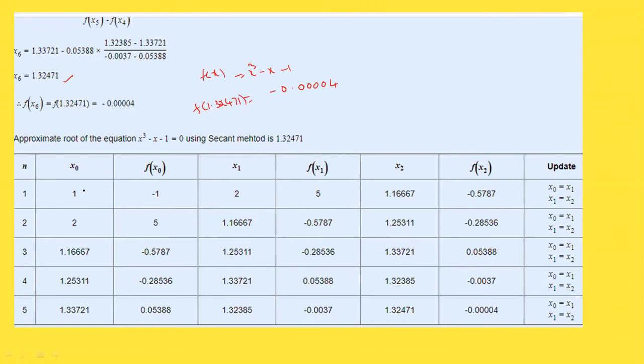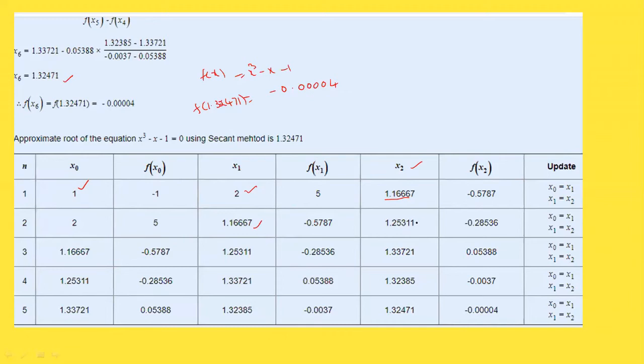So x naught is starting value 1. This is minus 1. x1 is 2, I got 5. And your x2 is 1.167. And what is your f of x2? This. So next, instead of x naught, x1, again we are taking 2, and we have to replace x1 with x2. See here, x naught and x1, the first initial approximations are 1, 2. So what is the next approximation value? We got x2, 1.1667. Next, this is updated in the place of x1.